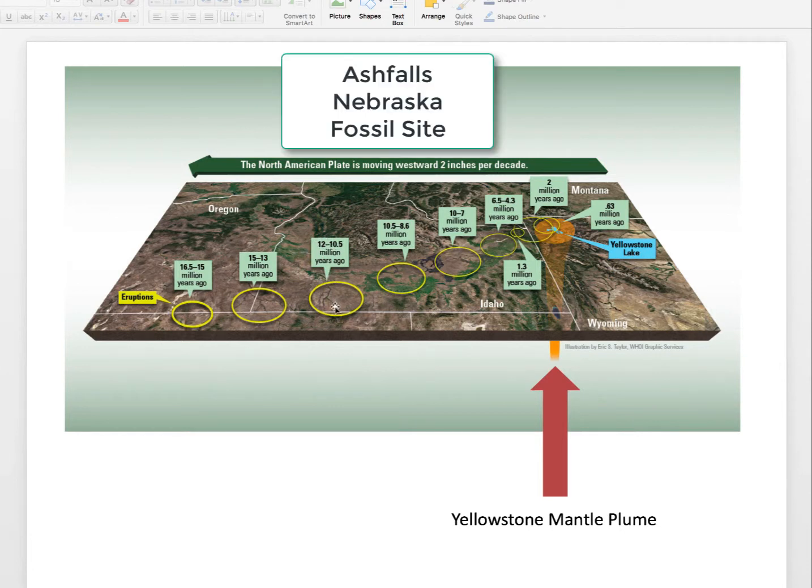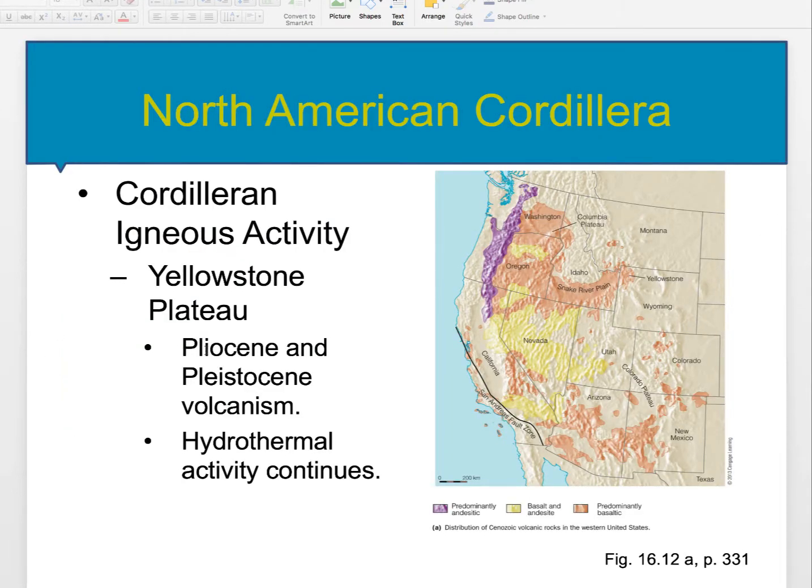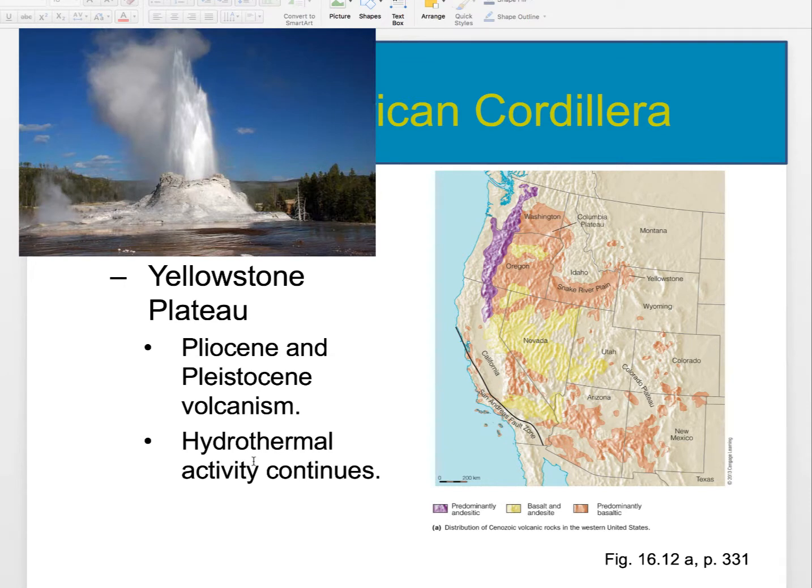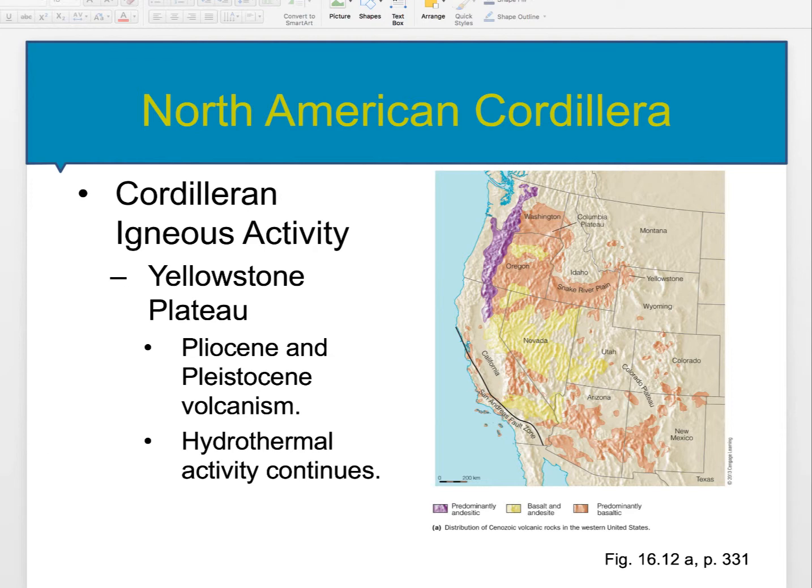In fact, I have you watch a little video, a PBS Eons video on the eruption of this caldera complex when it was here at the hotspot and how it affected Miocene animals that lived in this region of North America at Ash Falls, Nebraska fossil site. So again, this Yellowstone Plateau is primarily Pliocene and Pleistocene volcanism, and there's lots of hydrothermal activity. You've probably heard of Old Faithful and the geysers, right? So that's one of the features that occurs there. There's lots of hot springs.